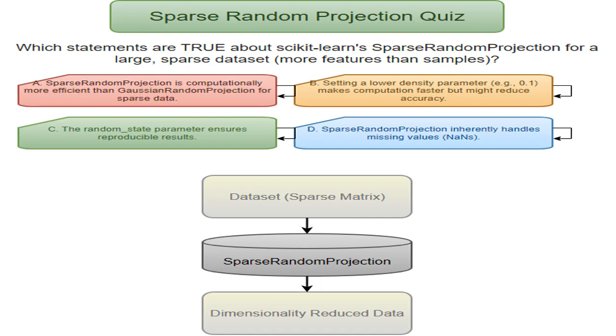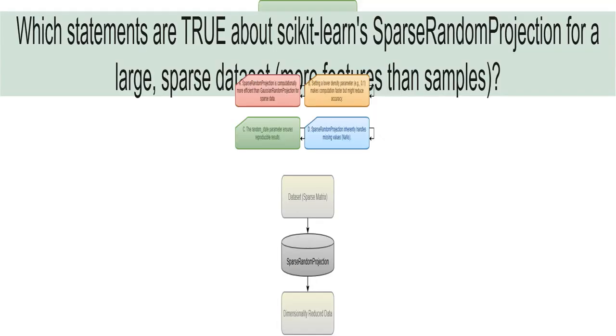This is a quiz focusing on understanding how SparseRandomProjection in the scikit-learn library works. We'll examine its efficiency, parameter effects and limitations, particularly when handling sparse data. Let's dive in. This question challenges you to identify accurate claims about SparseRandomProjection, a dimensionality reduction technique in scikit-learn that's particularly useful for large sparse datasets. We'll evaluate each statement against our knowledge of this technique.